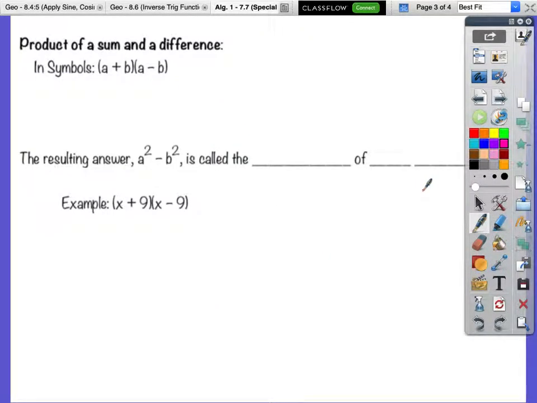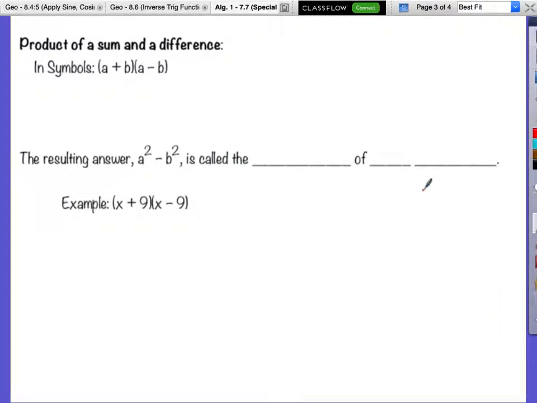It says product of a sum and a difference. What's sum mean? Add. What's difference mean? Subtract. Okay, what's product mean? Multiply. So that means we're multiplying addition and subtraction together. We're multiplying an addition thing and a subtraction thing. So here, these 2 parentheses are multiplying with each other, and inside the first parenthesis we have our sum, and in the second parenthesis we have our difference. So here's the sum, here's the difference, and the product is what they're doing together.